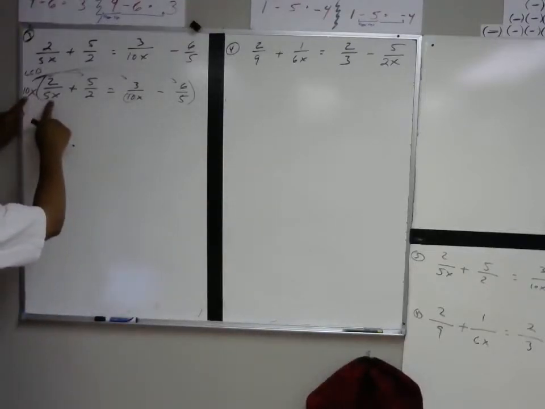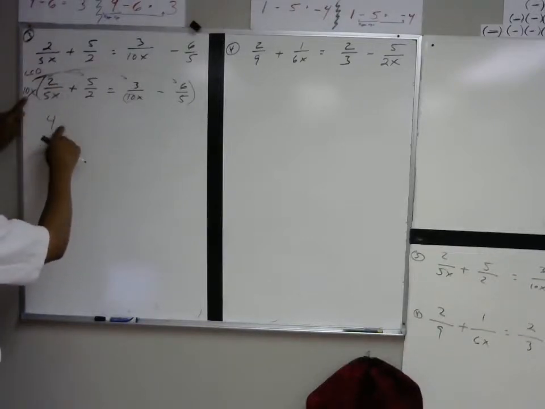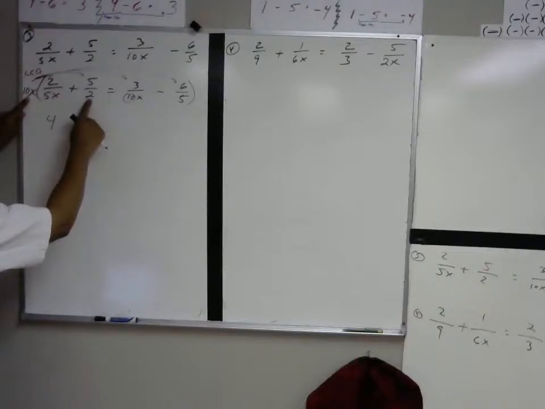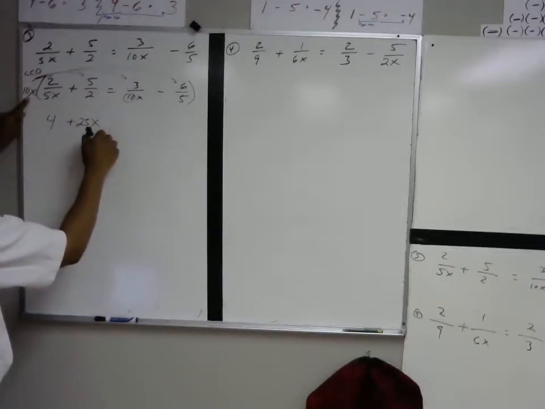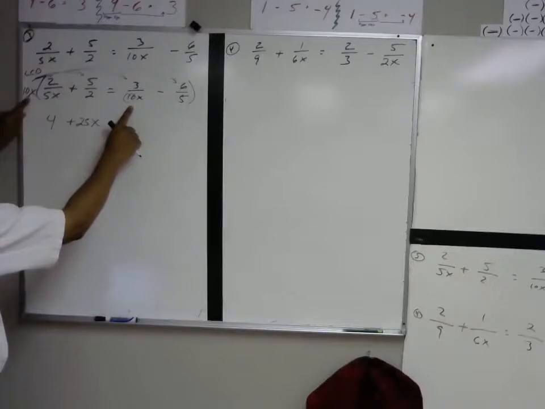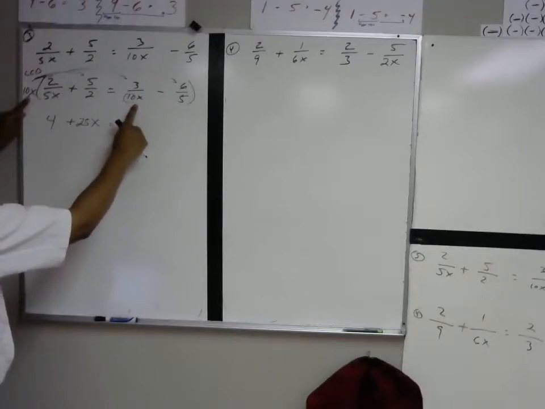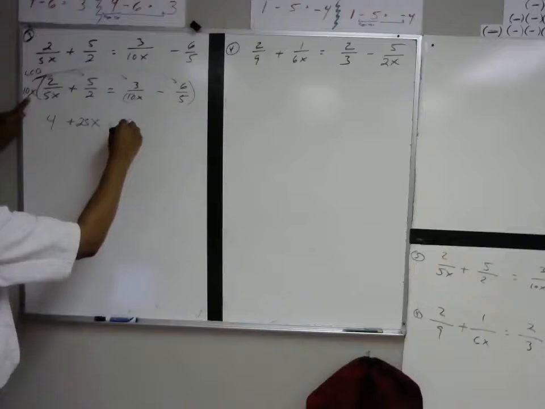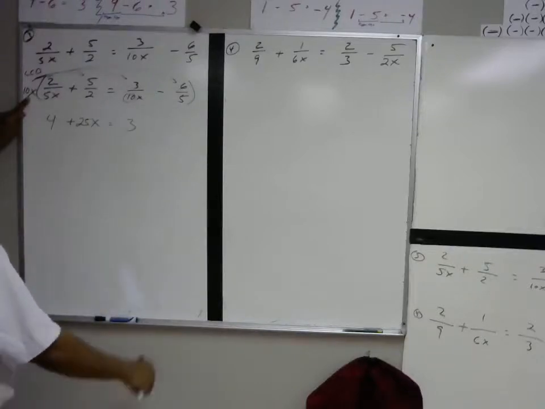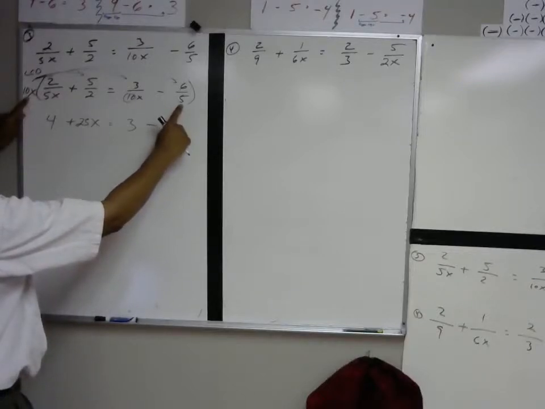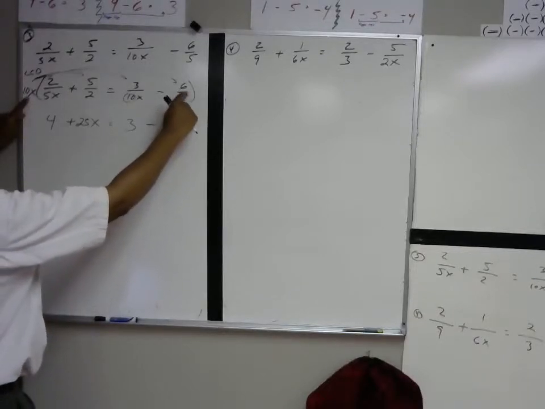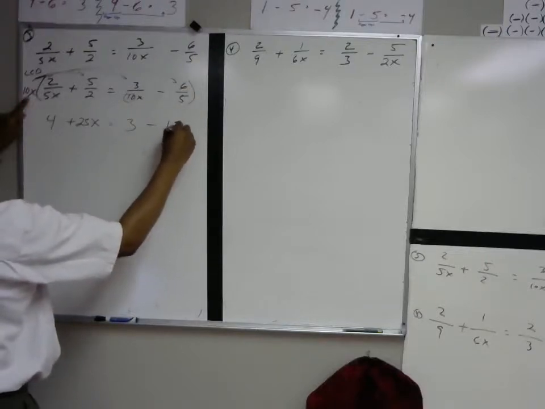10x divided by 5x is 2. 2 times 2 is 4. 10x divided by 2 is 5x. 5x times 5 is 25x. 10x divided by 10x is 1. 1 times 3 is 3. Then minus 1. 10x divided by 5 is 2x. 2x times 6 is 12x.